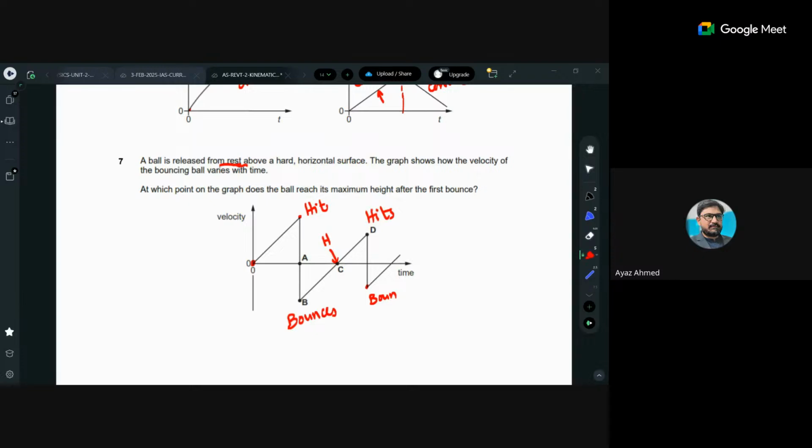Okay, is it clear to all? So, at which point on the graph does the ball reach the maximum height after the first bounce? Okay, now this is your bounce number one. So where is the height? C. Is this point clear to everyone? Yes, sir. Surely clear. Yes, sir. Clear.